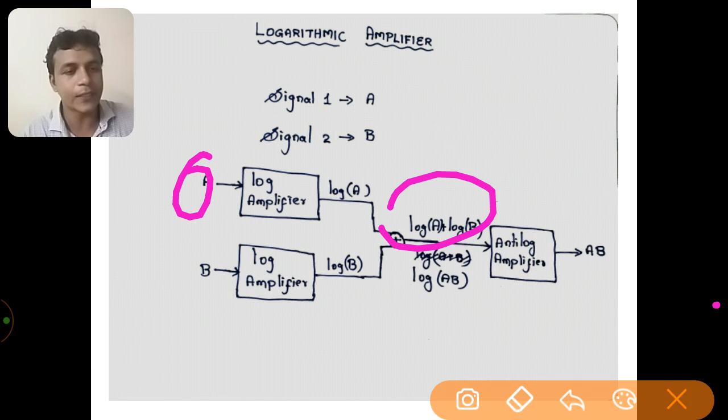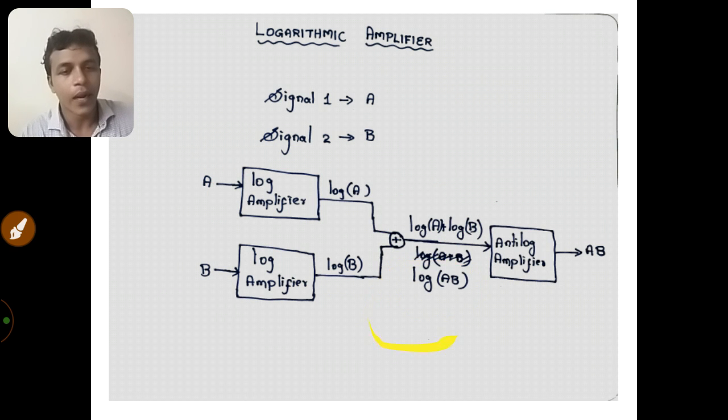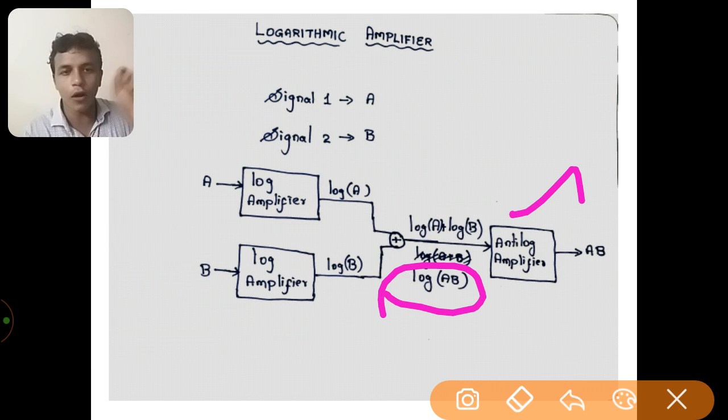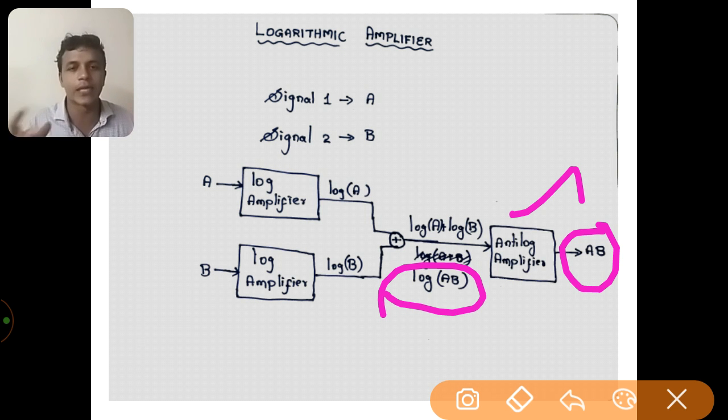It can be written as log of AB, and sending this log of AB to an anti-log amplifier, the anti-log and log cancel, and finally we get AB, which is the product of the two signals A and B. So signal A is multiplied with signal B. This kind of mathematical operation can be done very easily using the combination of logarithmic and anti-logarithmic amplifiers. In this video we are going to focus only on the logarithmic amplifier.